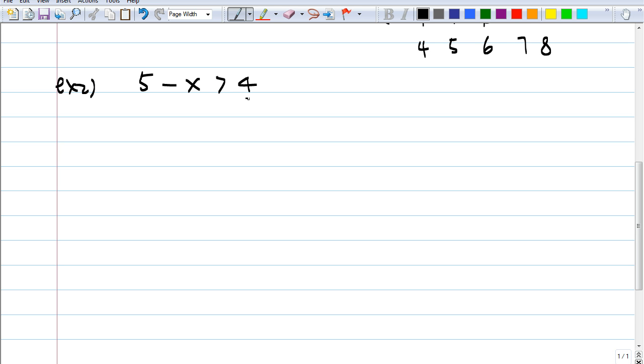5 plus negative x. That's right. 5 plus negative x greater than 4. By the way, what does the negative x really mean? What's the coefficient of this negative x? It's really negative 1 times x, isn't that right? I like to write it that way.